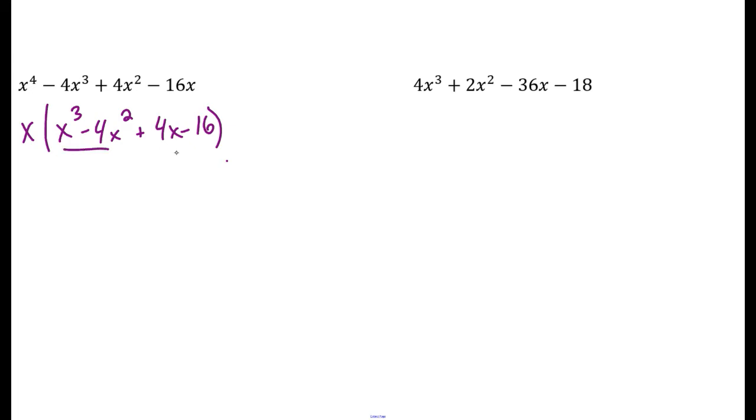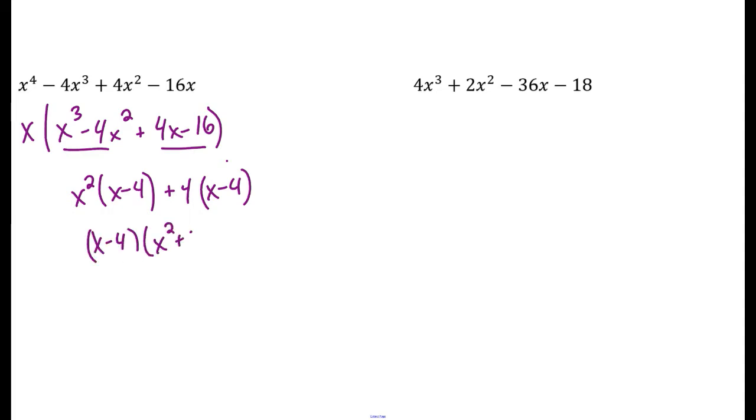I group my first 2 terms and my last 2 terms. I can take out x squared from the first 2, and I'm left with x minus 4. I need an x minus 4, so what can I take out from those 2? A positive 4. And I'm left with x minus 4 times x squared plus 4. I cannot forget that x. That x comes along for the ride. We just can't get rid of him.